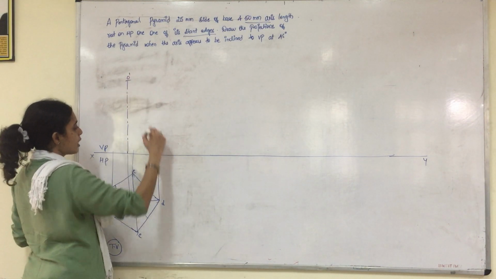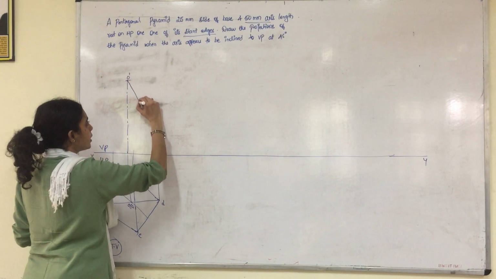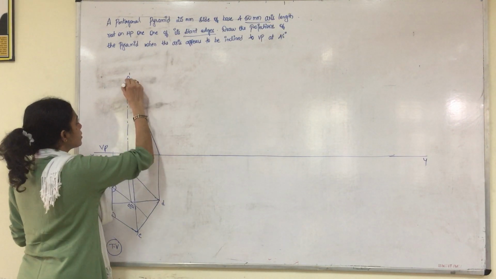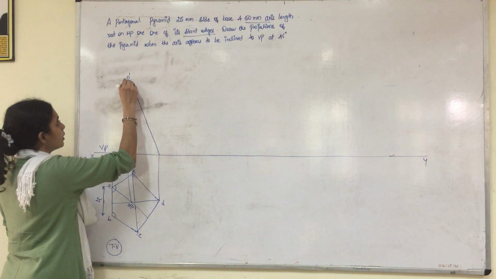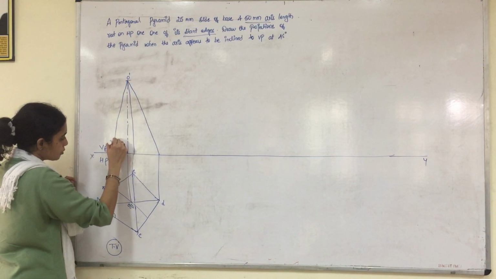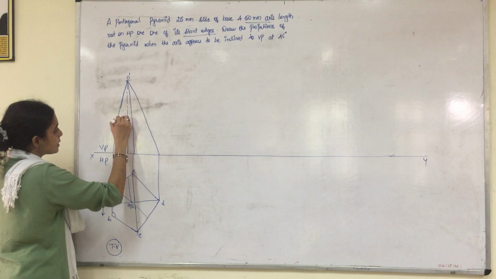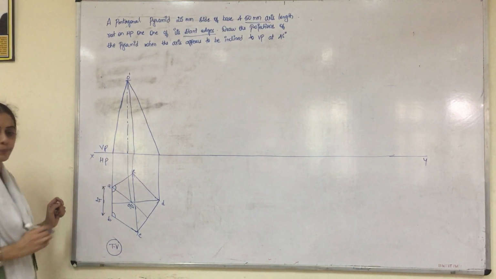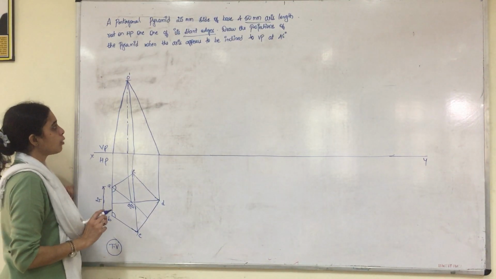So from O dash you have to now join for all the corners. So from O1 dash to this, from O dash to here, and again from O dash to this corner of the base. Please use scale, pencil and draw properly. So once you draw, you have to now name it.